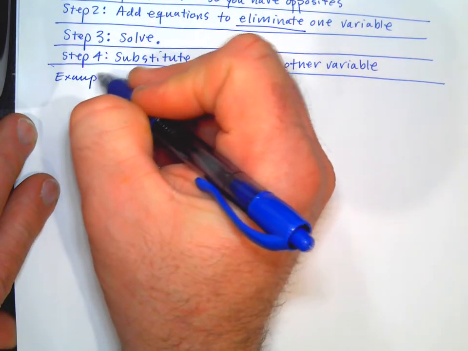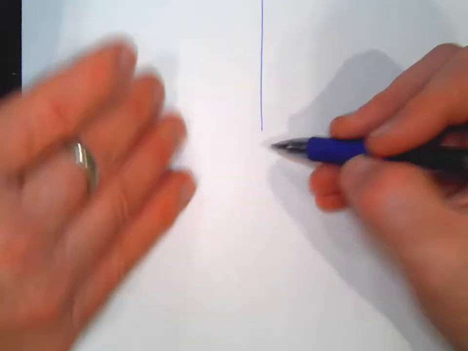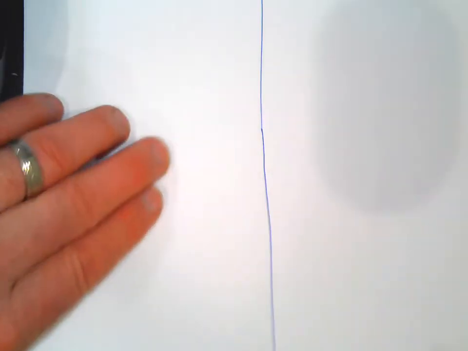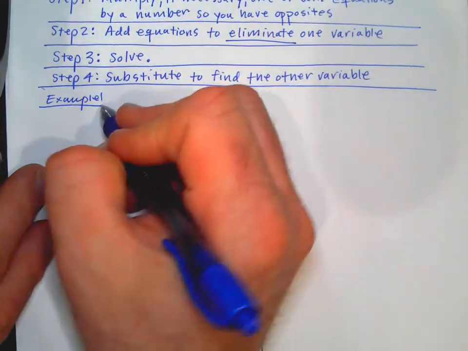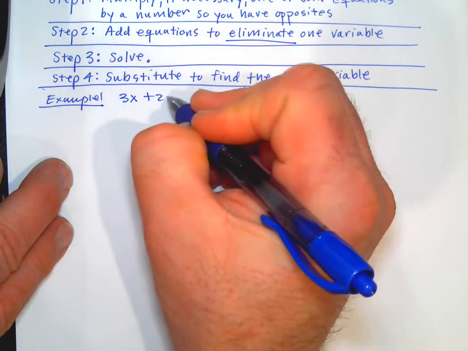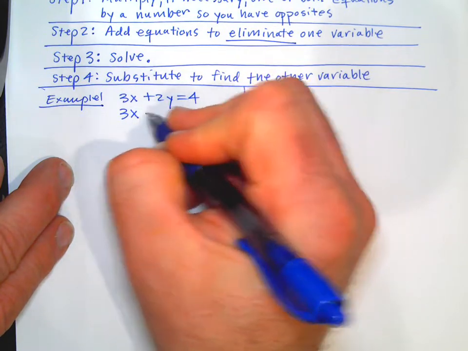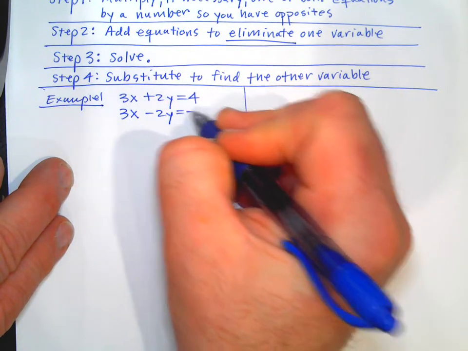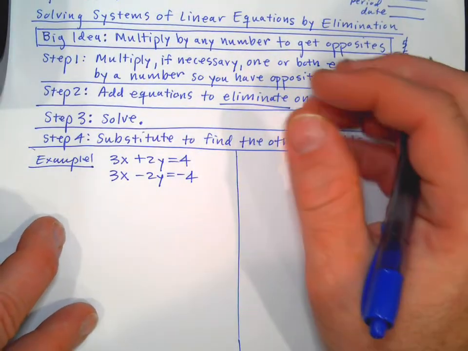Example 1. Let's see, I'll try and take up like half the page. I'm going to try and fit 4 examples here. Example 1, 3x plus 2y equals 4. 3x minus 2y equals negative 4. These are going to be nice to write above and below each other and line everything up.